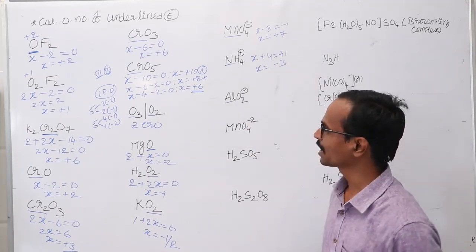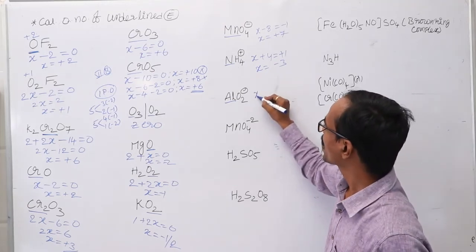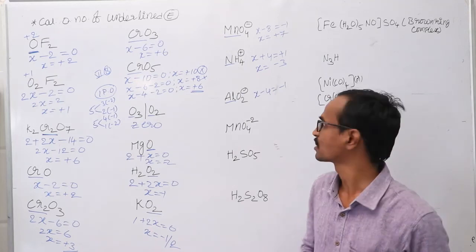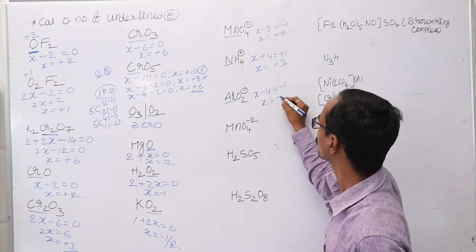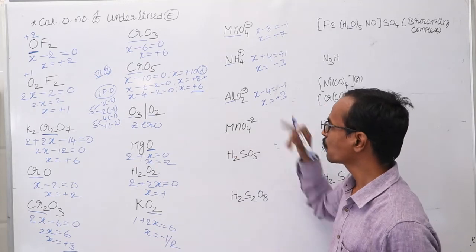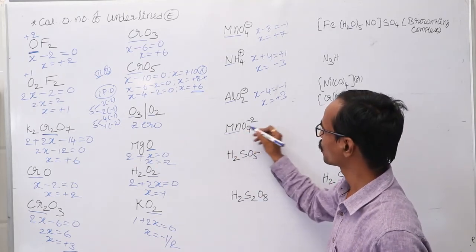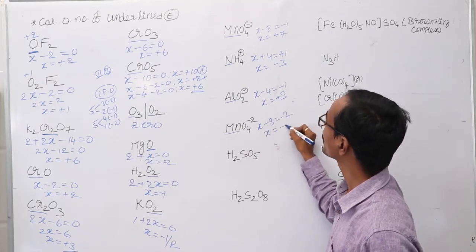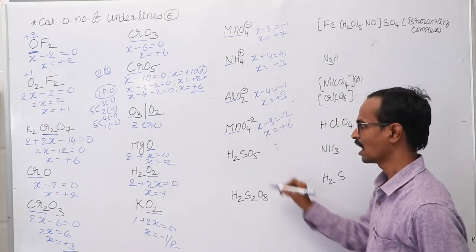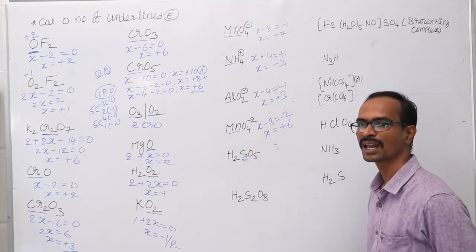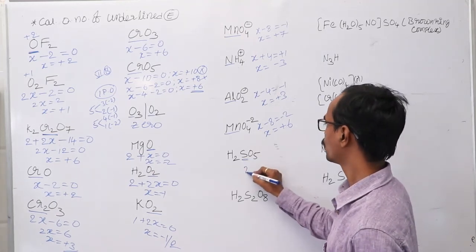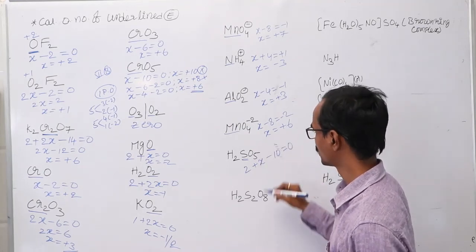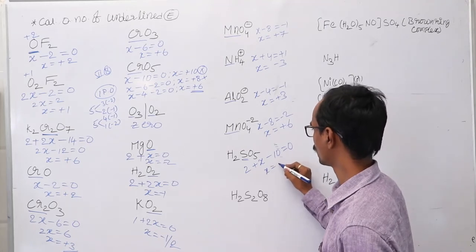In AlH4 minus, aluminium: X minus 4 is equal to minus 1 because the magnitude of the charge is minus 1. So, X is equal to plus 3. MnO4 2 minus, manganese we have to calculate. X minus 8 is equal to minus 2, X is equal to plus 6. H2SO5, I need to calculate for the sulfur. 2 plus X minus 10 is equal to 0, right? X is equal to plus 8.